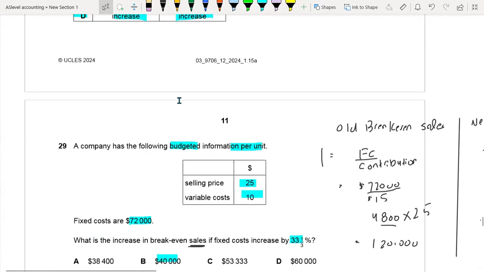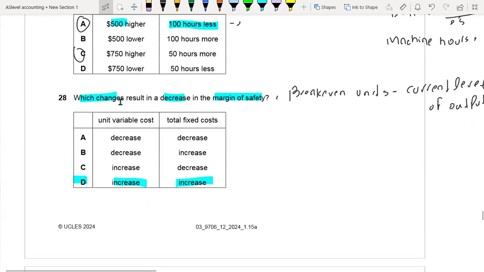Okay, so now let's see the other one. Which changes result in a decrease in the margin of safety?